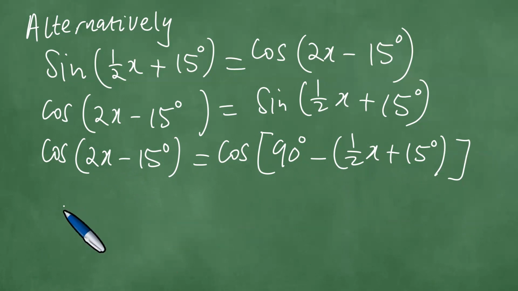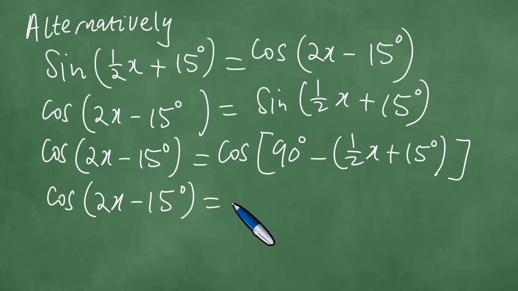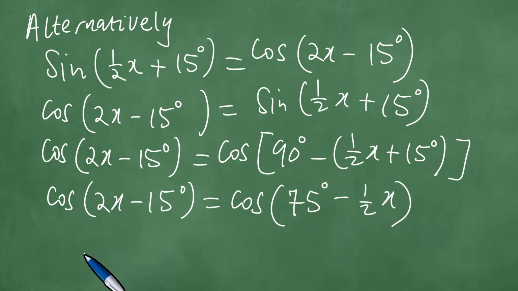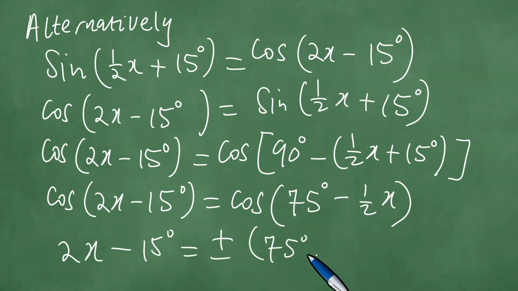So what is this? This is the same as the cosine of twice x minus 15 degrees. Is exactly the same as what? This is exactly the same as the cosine of 90 degrees minus 15. So if you say 90 minus 15, you're getting 75. So that's 75 degrees minus 1/2 x, like so. We look at this and examine it, and what this gives us is a very good result. We're able to get two results: 2x minus 15 degrees is plus or minus 75 degrees minus 1/2 x, like so.